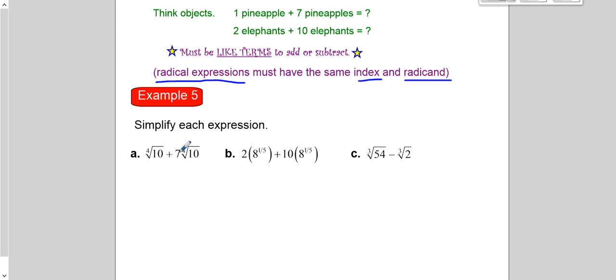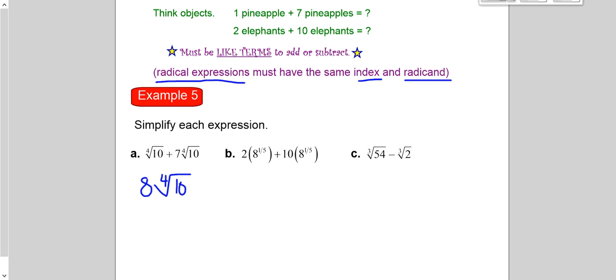4th root of 10 plus 7 times the 4th root of 10. So we have 1 fourth root of 10 plus 7 fourth root of 10s. That's 1 pineapple plus 7 pineapples is 8 pineapples. But they're not pineapples. It's this thing. 1 of these plus 7 more of these is 8 of these. So it's 8 fourth root of 10s. That's our answer. It was just like the pineapples.